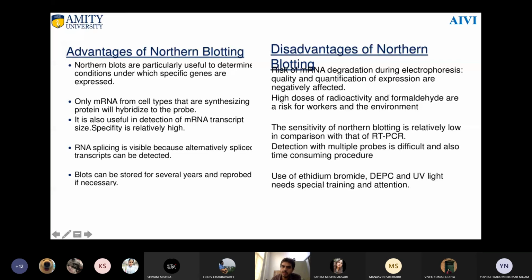But if you want to avoid northern blotting, you don't want to go for the RNA, then you can go directly for the protein, whether protein expression is there or not. But if you found the protein expression is not there, then you can go for northern blotting to check at what level the problem is.